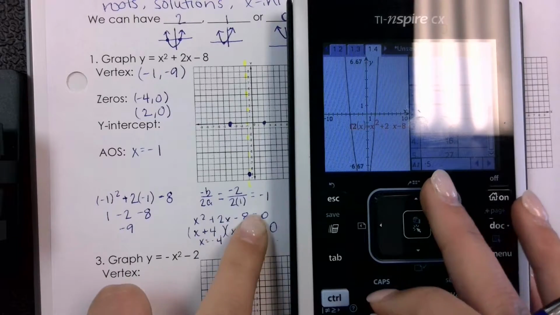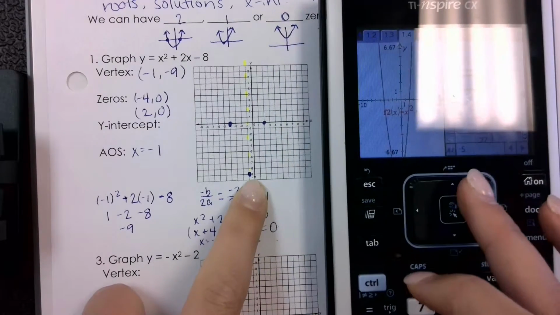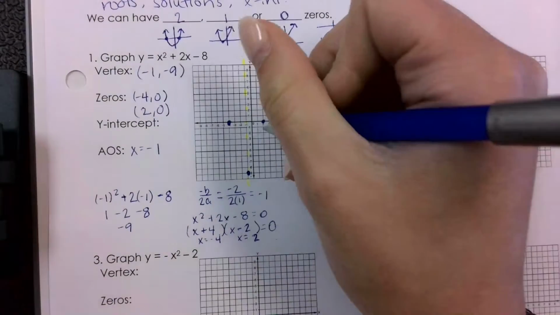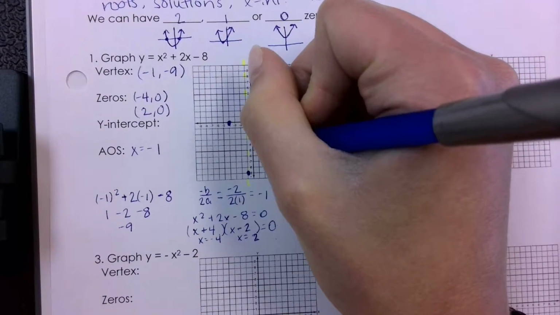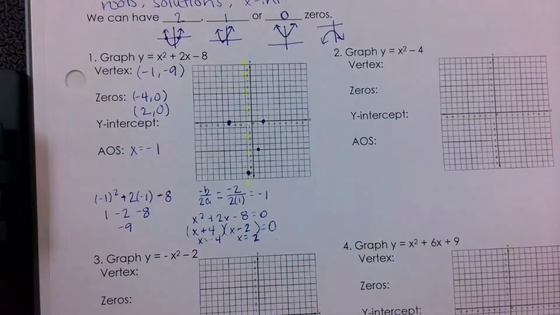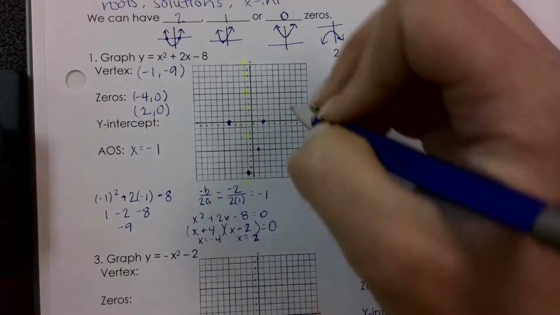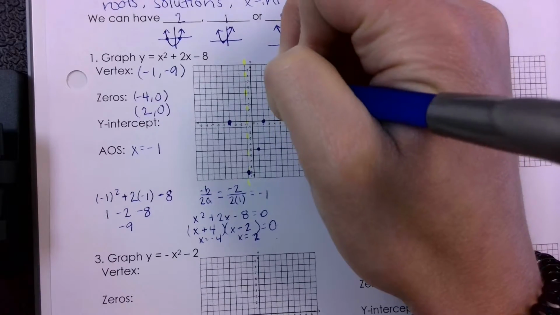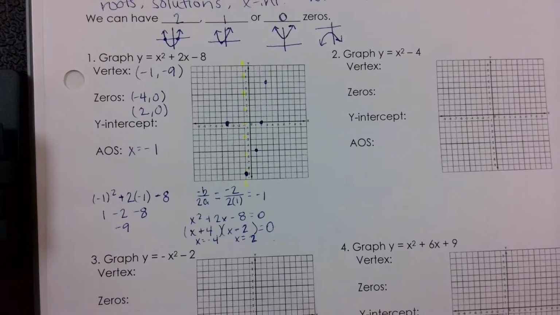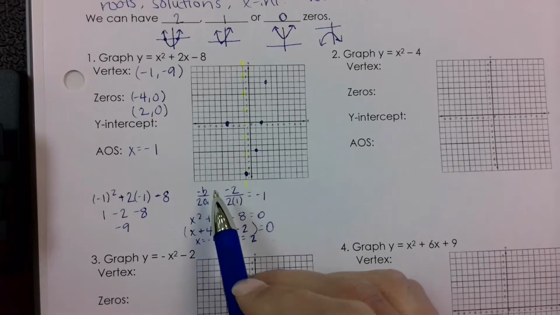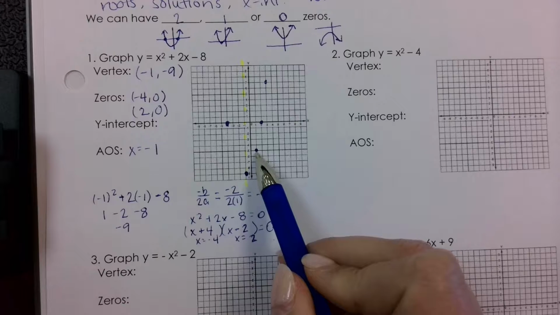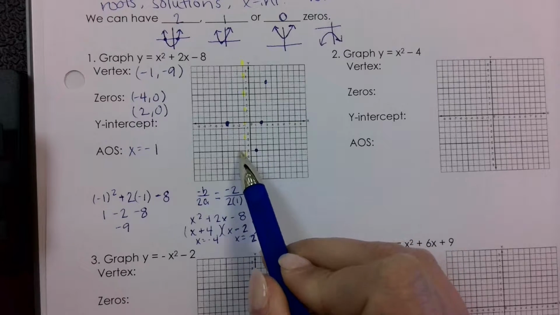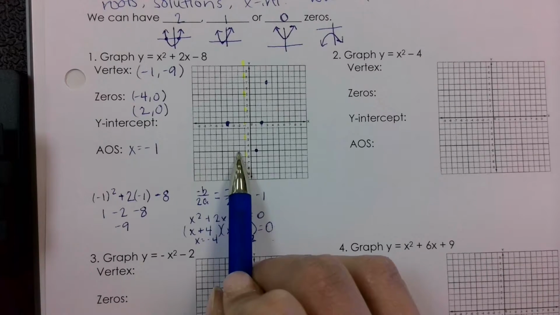So what are some good points that we can put on here that we don't have yet? 1, -5. What else? 2, 0, we've already got. We could do 3, 7. What about some negative stuff? We need some stuff on the other side of our axis of symmetry. If we had a point at 1, -5, where would it be on the other side of that axis of symmetry?